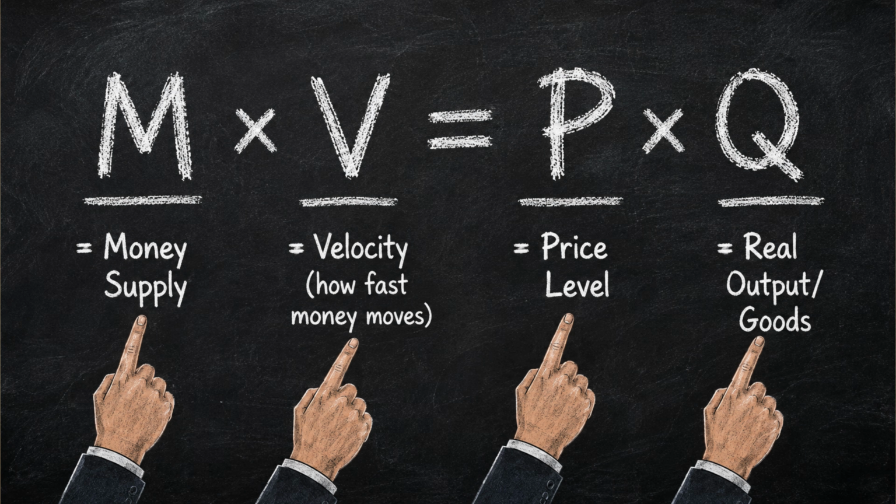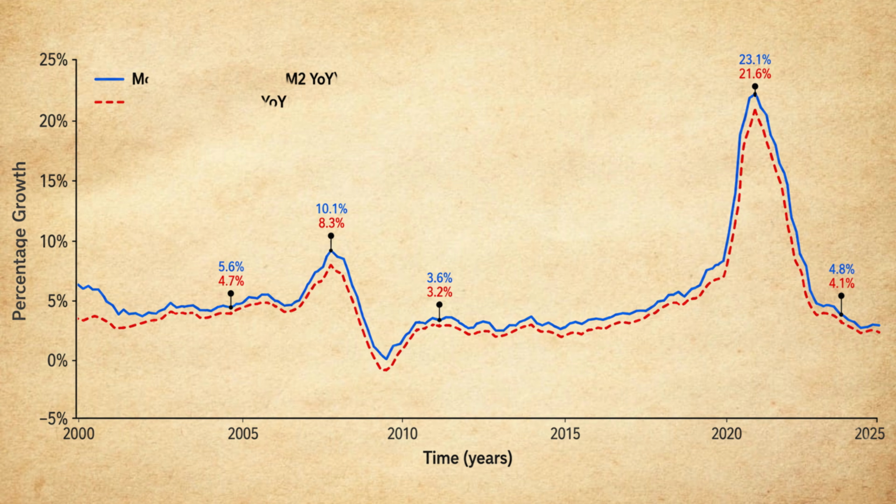Economists have a formula for this. It's called the quantity theory of money. In this, money supply multiplied with velocity equals price level times output. If you increase money supply without increasing real output, prices will go up. Here's what this looks like in real data. This is the relationship between money supply growth and inflation. Notice anything? Every time money supply shoots up sharply, inflation follows right behind it.